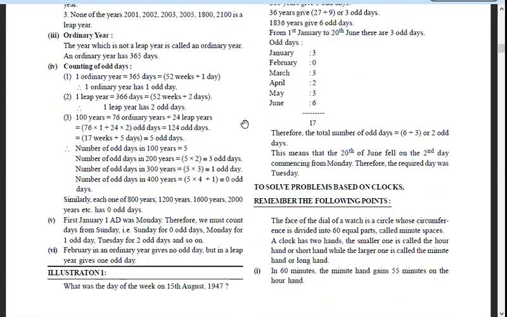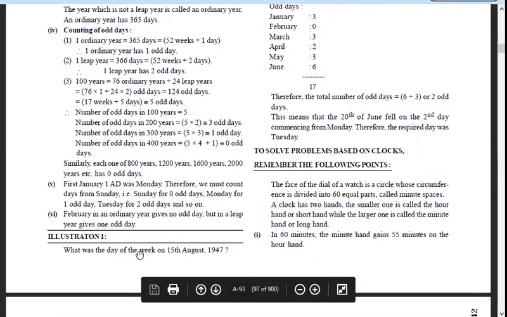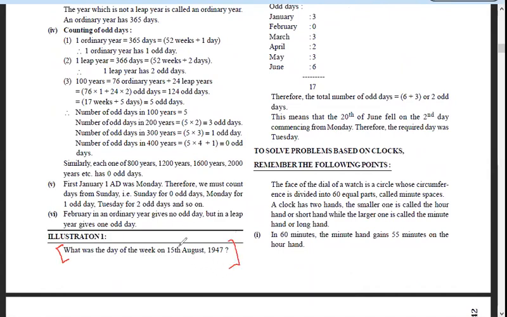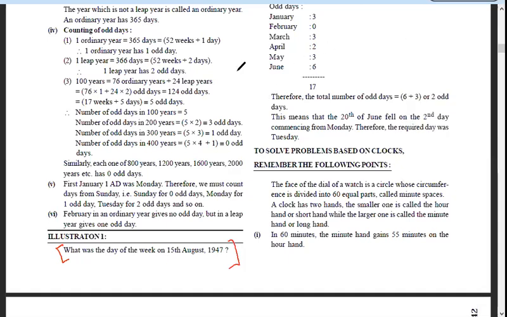Now next, this is the type with which I was asking. What was the day of the week of 15th August 1947? This is what I was talking about. You're asked to find the exact day, which day it was. Wow, Pragna, very nice answer. Independence Day. It is Monday, Tuesday, Wednesday, Thursday. It's like that.